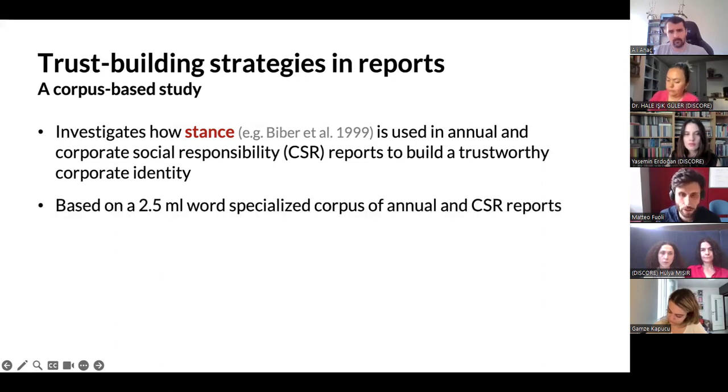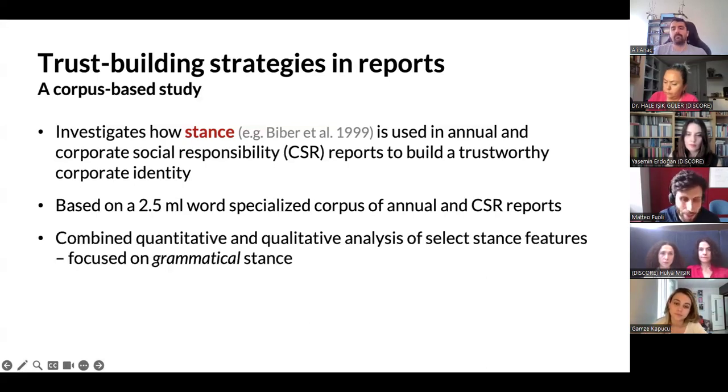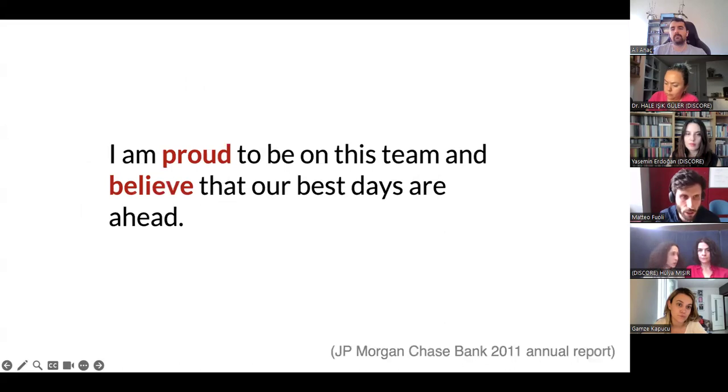So for this purpose, I built a specialized corpus of annual and CSR reports by 16 companies operating in 4 industries: financial services, oil and gas, pharmaceuticals, and food processing. And the analysis focused on grammatical stance, that is, constructions where some kind of evaluative word or expression takes scope over a proposition. Let me just give you an example of that to clarify what kind of feature we were interested in. So I used the framework developed by Douglas Biber and colleagues for the analysis of stance.